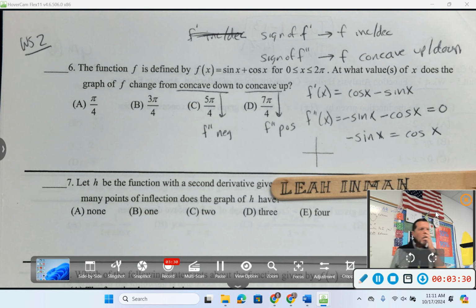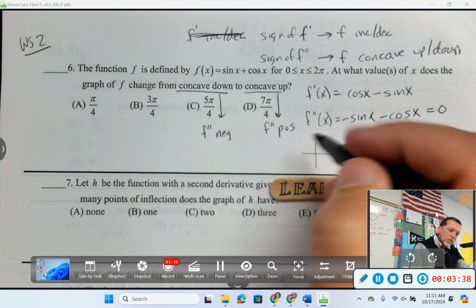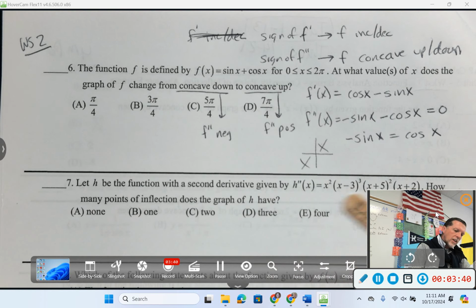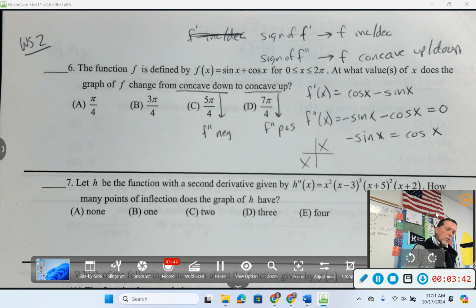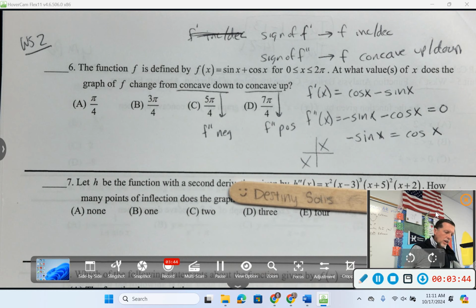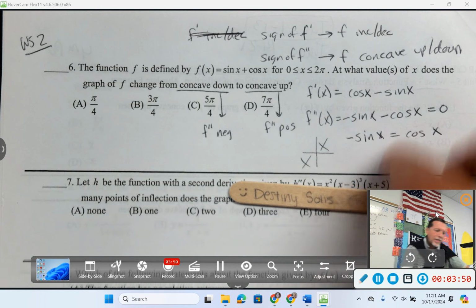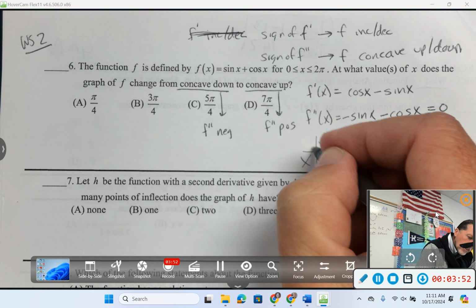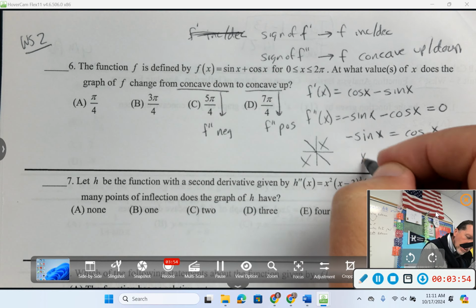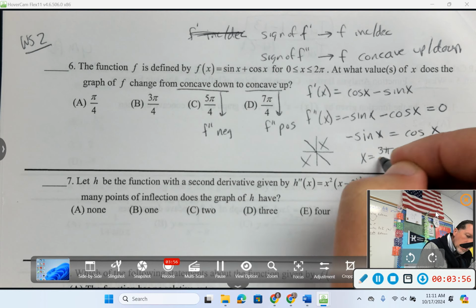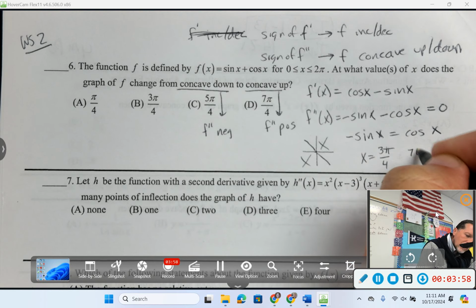Leah, what quadrants do sine and cosine have different signs in? 2 and 4. Good. So I'm looking in 2 and 4. First and third are out. Destiny, where in any quadrant do sine and cosine have the same value? Good. That's exactly what I was trying to ask. The over 4s. So 3 pi over 4 and 7 pi over 4.